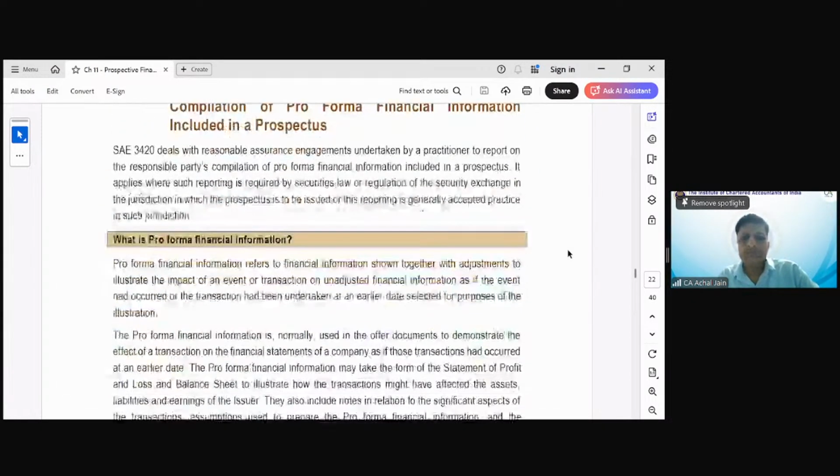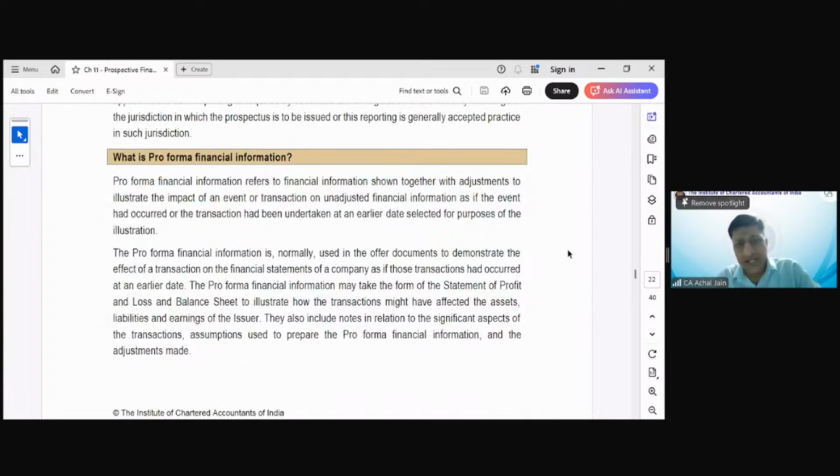Okay. So what is pro forma? Now let's try to understand this. Now this is what Saminathan also explained. Yes, sir. Pro forma financial information refers to financial information shown together with adjustments to illustrate the impact of an event or transaction on unadjusted financial information as if the event had occurred or the transaction had been undertaken at an earlier date selected for the purposes of the illustration.